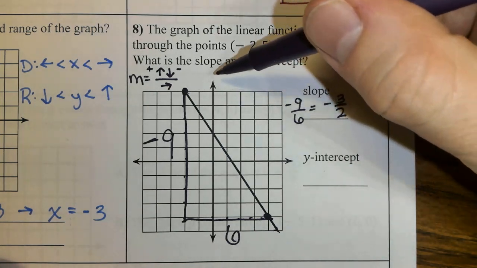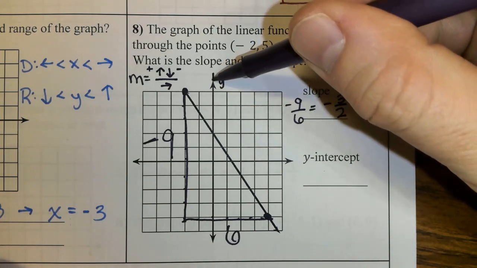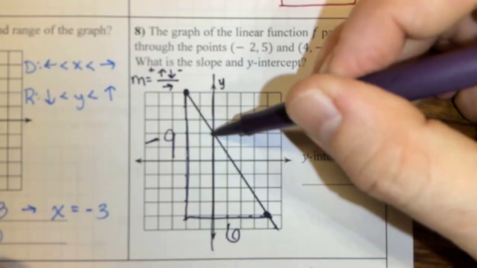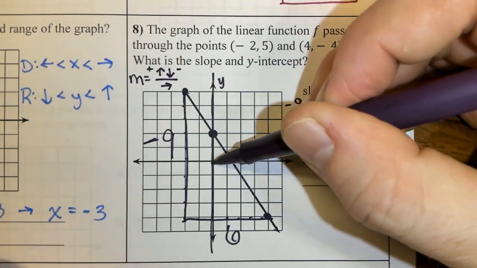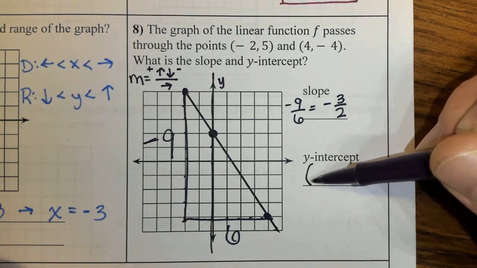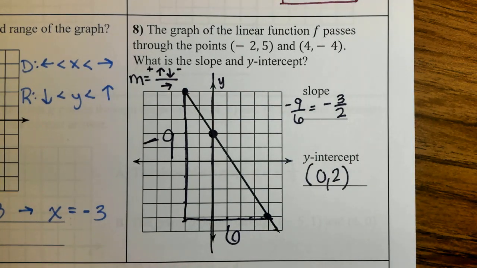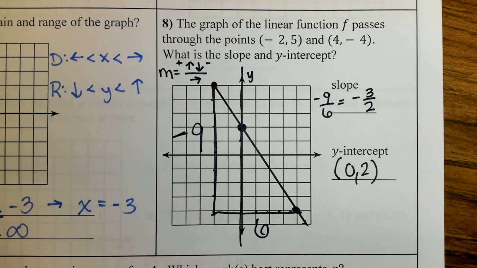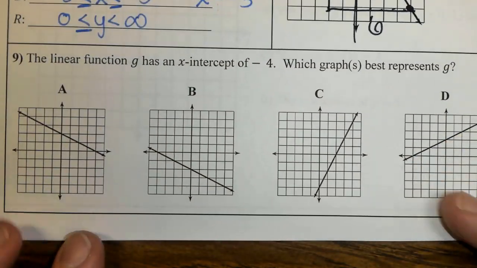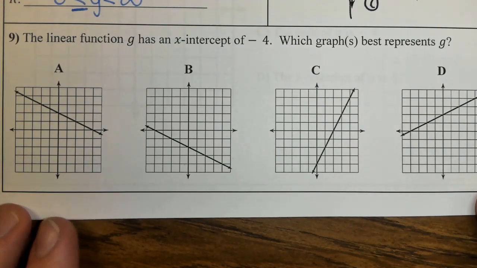Now the y-intercept is simply, so here's the y-axis. I just want to know where it crosses the y-axis. Crosses right here, and that point is (0, 2). And that's it. So for slope, you just count up or down, then right, and then y-intercept is just where it crosses the y-axis, and that's it. I mean, there's nothing else to do for that one. So that's 8.